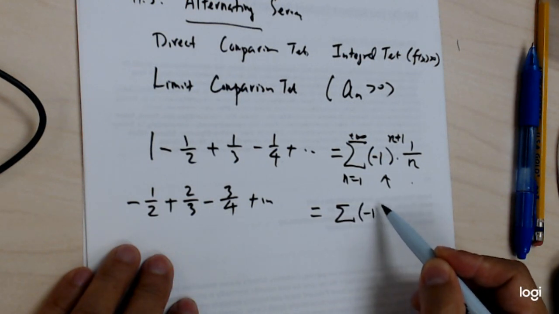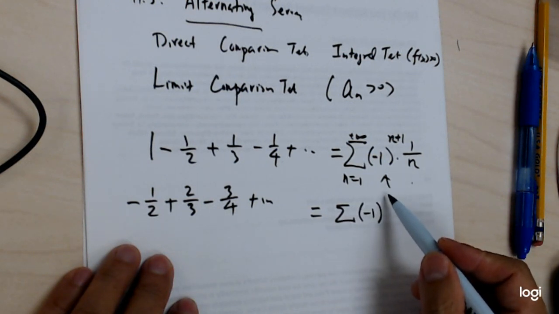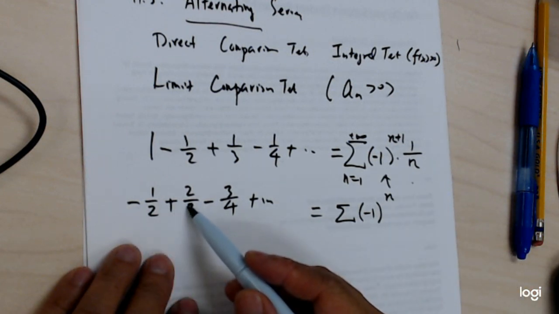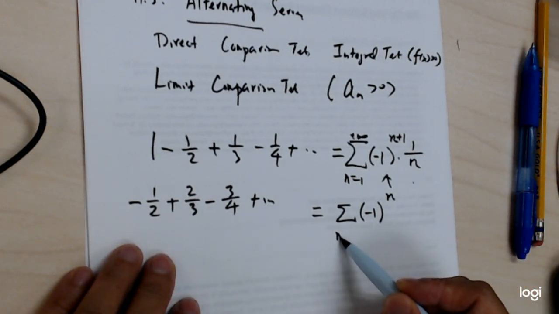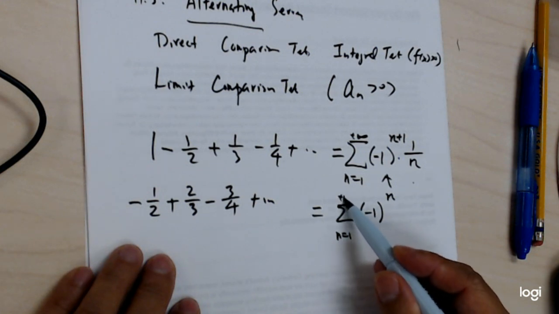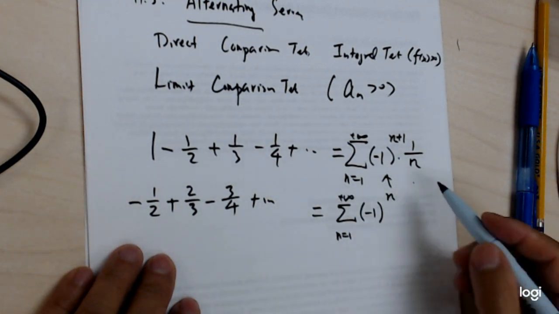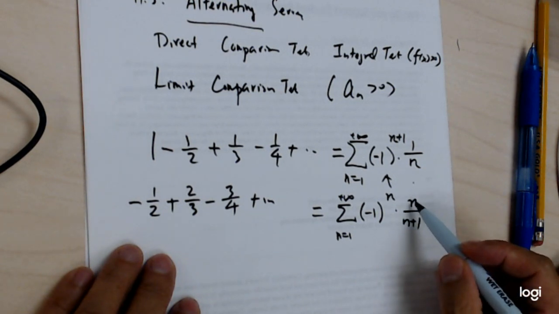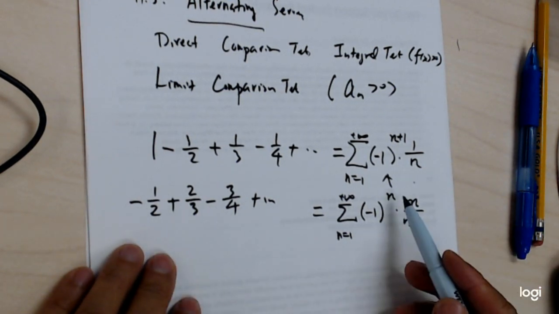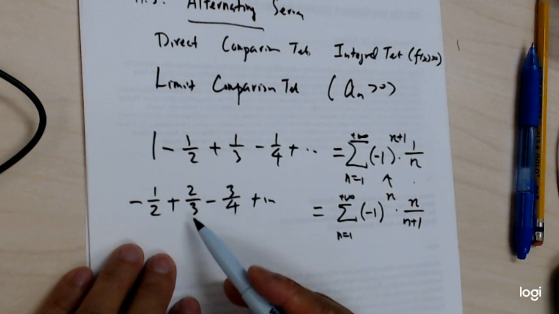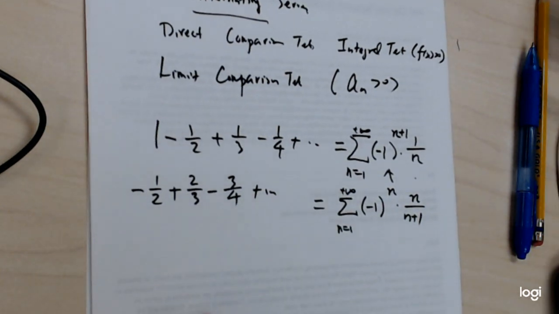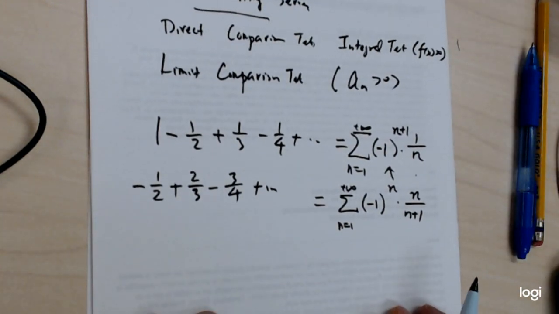So there's a sign part. I'm going to use negative 1 to the power of n, so that the first term will be negative, the second term will be positive. And it turns out the positive part takes the following formula: n over n plus 1. When n is 1, you have 1 half. When it's 2, you do 2/3. Okay, so that's the formula for this alternating series.